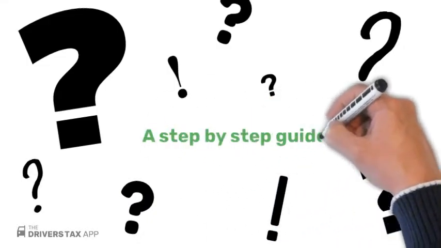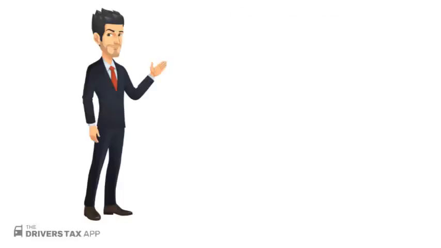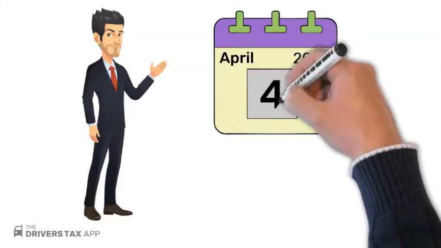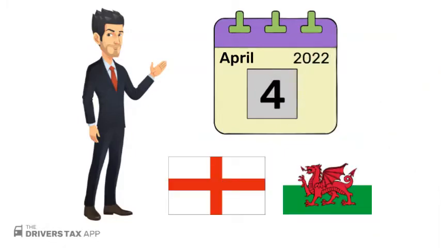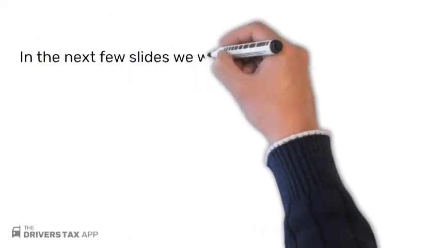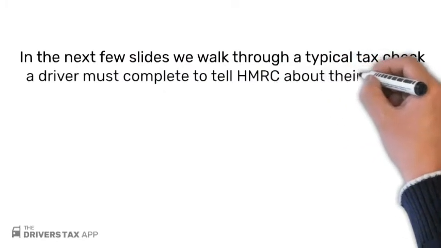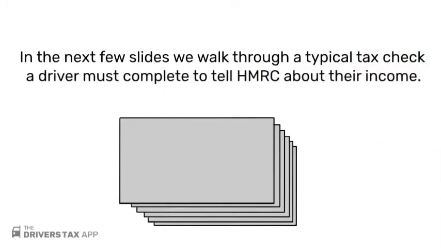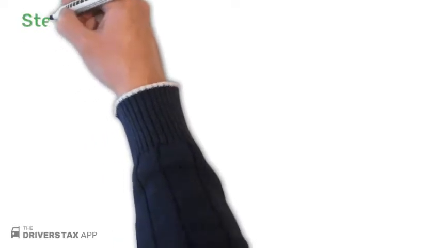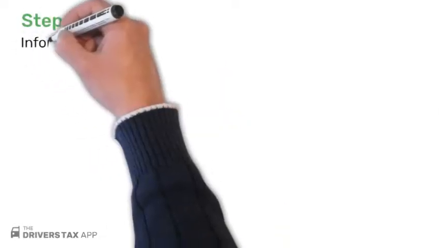Because we get so many questions about tax checks, we created this step-by-step video to show you the process. Tax checks begin on the 4th of April 2022 for drivers in England and Wales. In the next few slides, we'll walk through a typical tax check a driver must complete to tell HMRC about their income. There are 3 steps to complete.